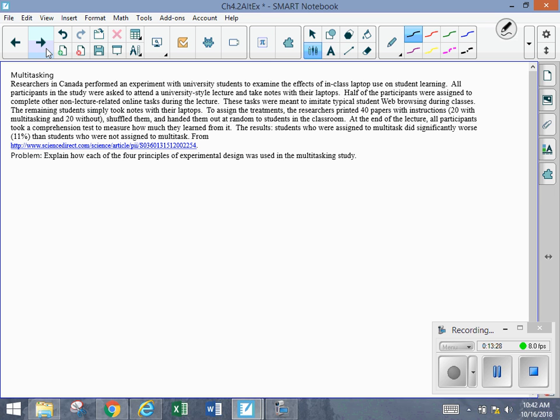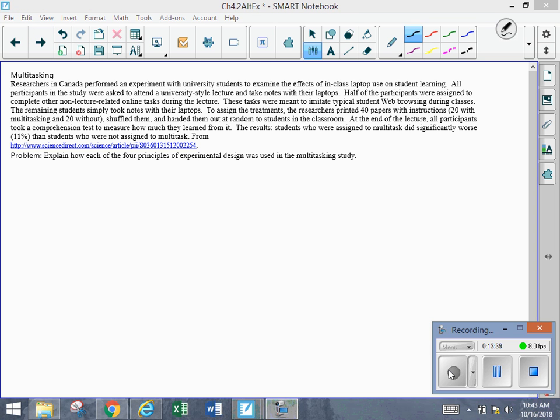Because if you make one of those flowcharts, each one of those elements are contained in it. So, for instance, I'll make one for this, and this is the approach that I'll take. So we're going to have some subjects. First of all, let's talk about what it is. We're examining the effect of in-class laptop use. So they're asked to attend just a lecture. They get their laptops. They're going to take notes.